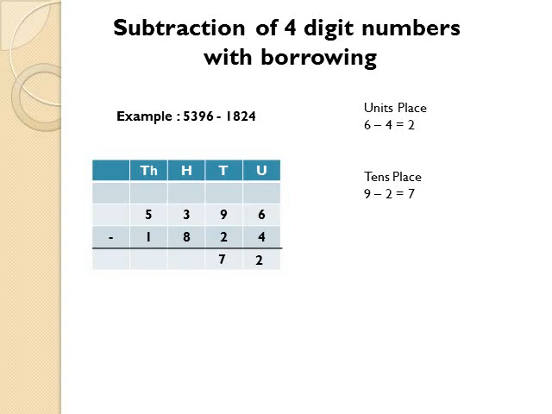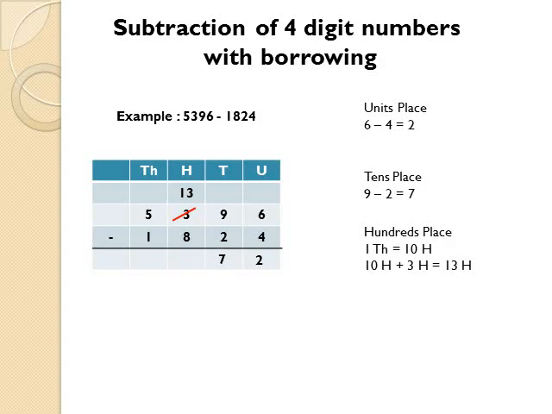When we borrow from thousands place, it gives us 1000. So we have 300 with us plus we borrowed 1000. So we have 1000 plus 300 is equal to 1300 with us now. So strike out 3 and write 13 above 3.